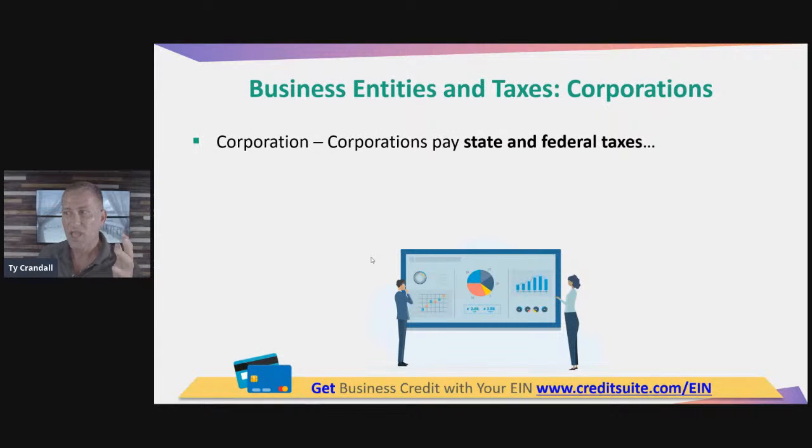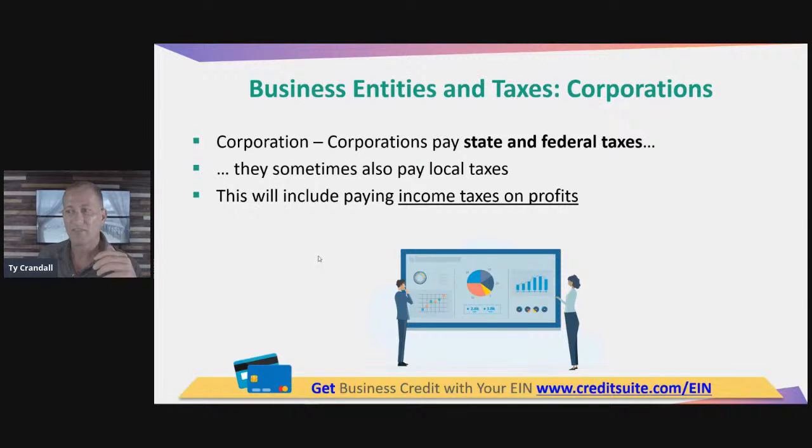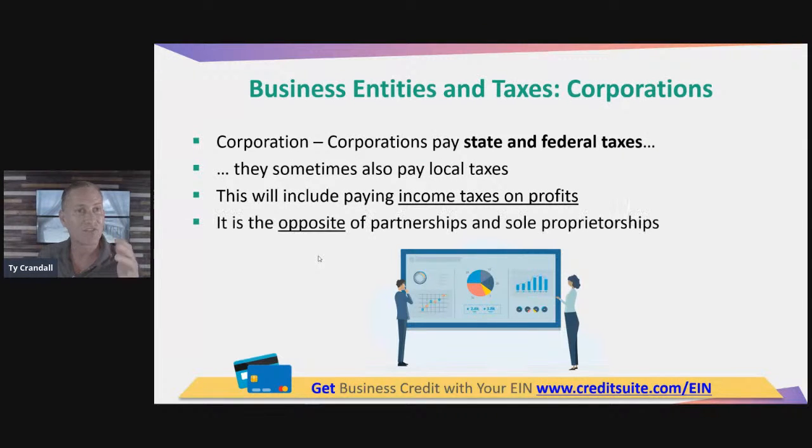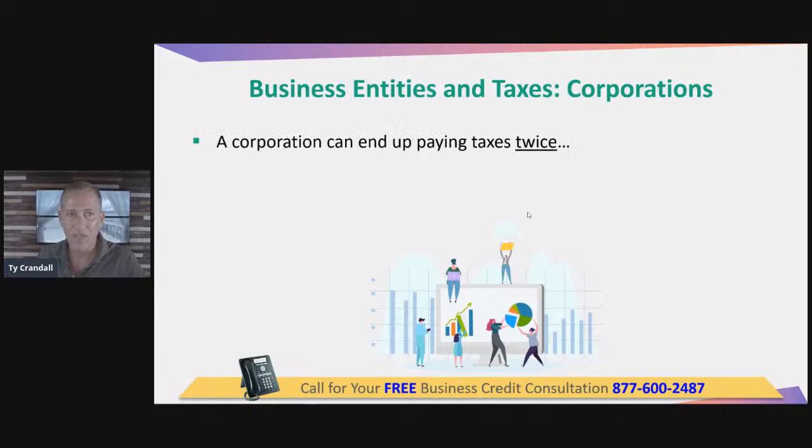Now, a corporation pays state and federal taxes. They sometimes also pay local taxes. This will also include paying income taxes on profits. It's the opposite of a partnership and sole proprietorship. So in this case, when we look at sole proprietorship, when we look at partnership, it all kind of comes down to the individuals. The taxes basically get pushed to the individuals. But with a corporation, especially a C corporation, the corporation's paying its own taxes. The taxes that need to be paid don't get passed down to the individual.